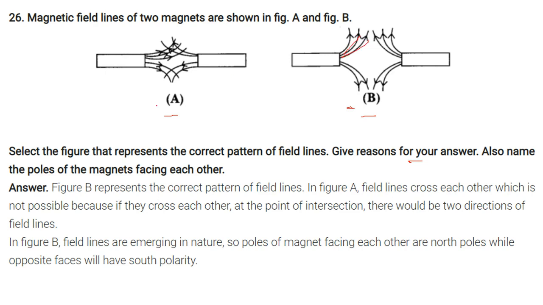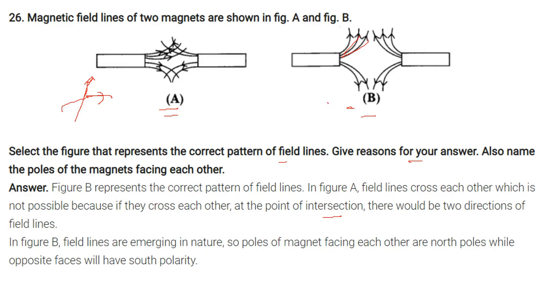In figure A, if you see, the lines are crossing each other, which is not possible. If they are crossing each other, they will have two directions at the same point. So at the same point, the magnetic field will have two directions at the same time, which is not possible.